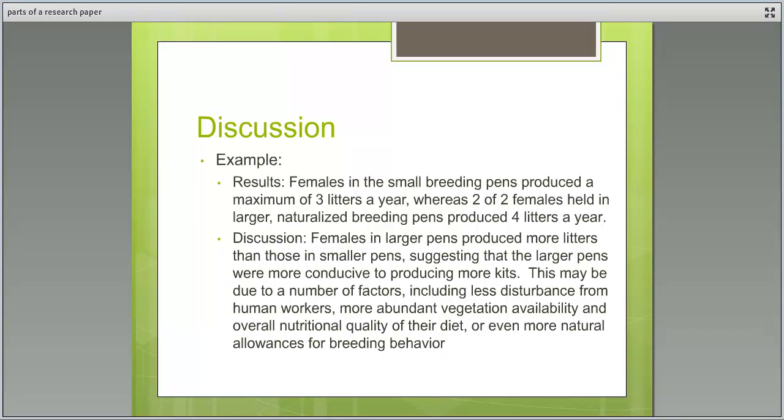So females in larger pens produce more litters than those in smaller pens, suggesting that larger pens were more conducive to producing more kits. This may be due to a number of factors, including less disturbance from human workers, more abundant vegetation availability, and overall nutritional quality of their diet, or even more natural allowances for breeding behavior. So what I did was I took a piece of the results where we learned that larger pens produced more kits every year, and I restated that without the specific numbers, and then I gave some plausible causes and analysis of what that might mean.